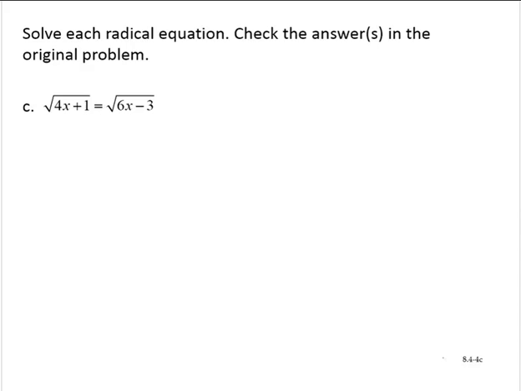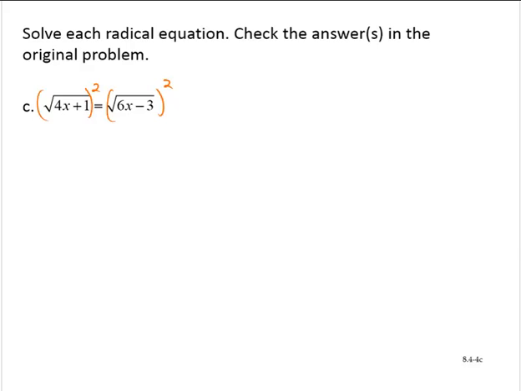Exercise C. The square root of 4x plus 1 is equal to the square root of 6x minus 3. Now we have square roots on both sides of the equation. There are no other terms. So even though we don't have the radical isolated, there is at least a radical isolated. And so we are allowed at this point to square both sides of the equation.